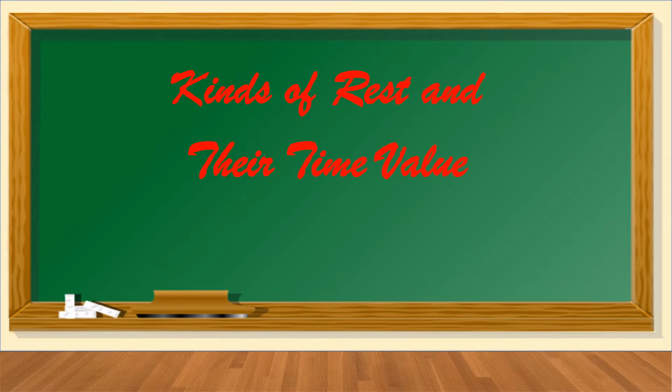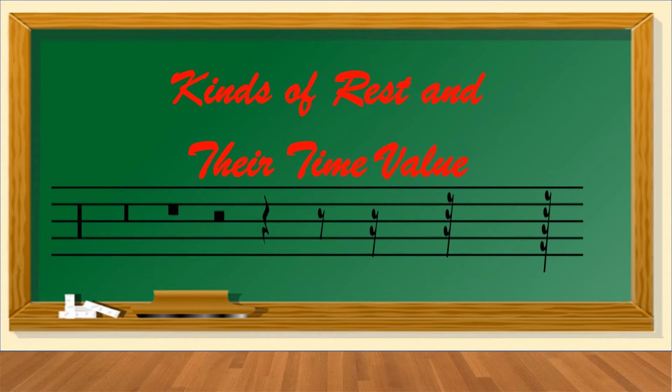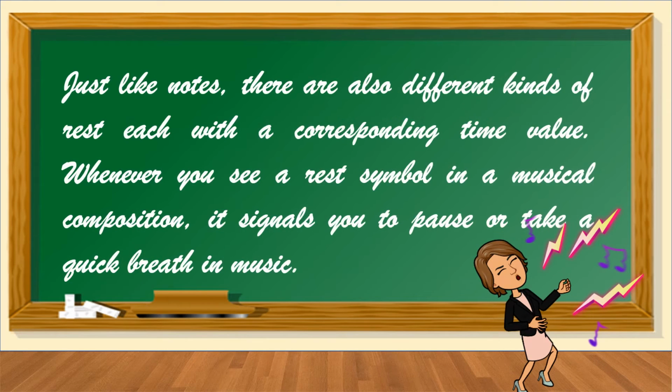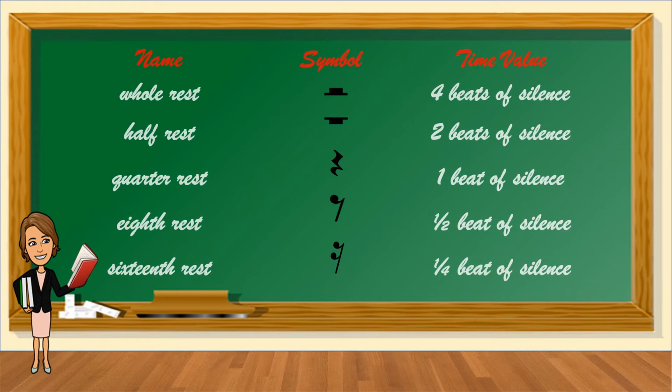This time, let's proceed to the kinds of rests and their time value. Just like notes, there are also different kinds of rests, each with a corresponding time value. Whenever you see a rest symbol in a musical composition, it signals you to pause or take a quick breath in music. So we have here the table of the different kinds of rest. The first one is the whole rest. This is the symbol, and the time value of this rest is 4 beats of silence.